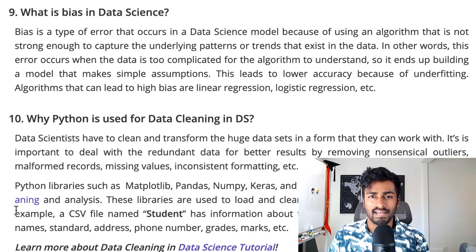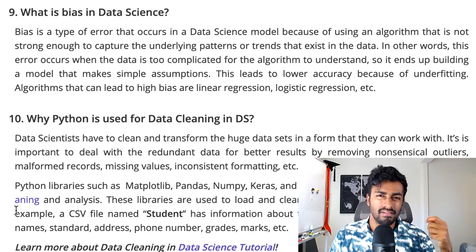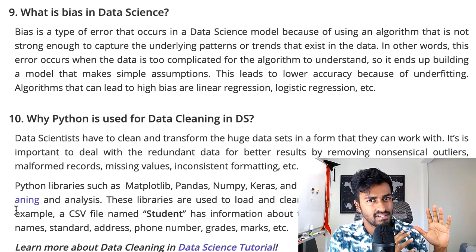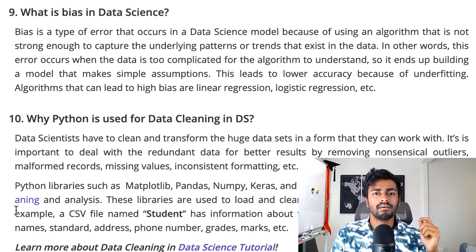What is bias in data science? Maybe the question framing could be a little different because data science is vague and bias itself has multiple definitions, but we'll see what they have here.